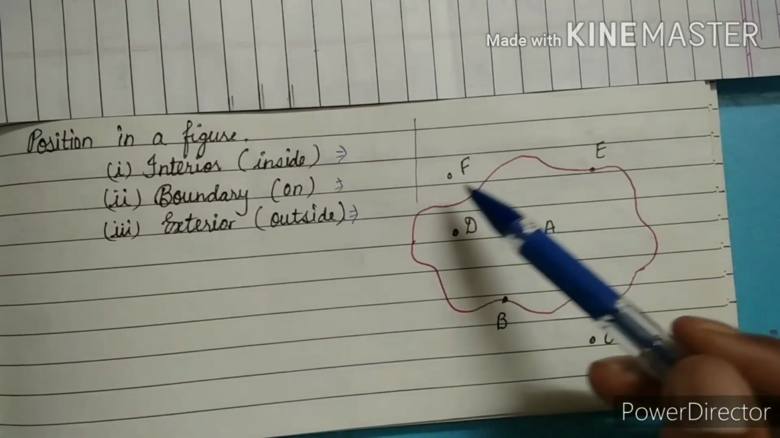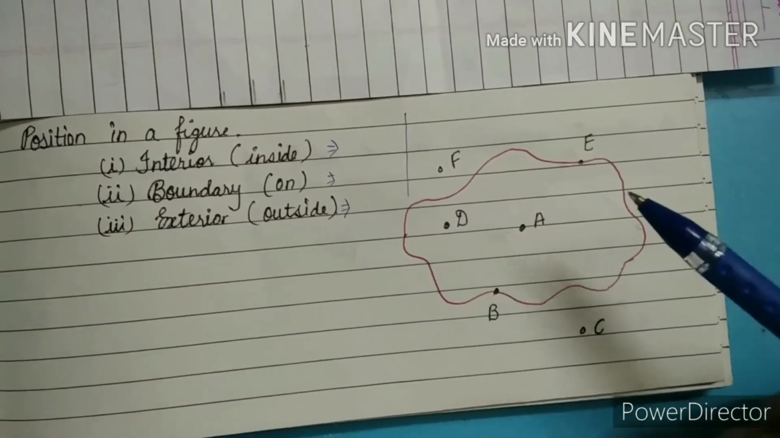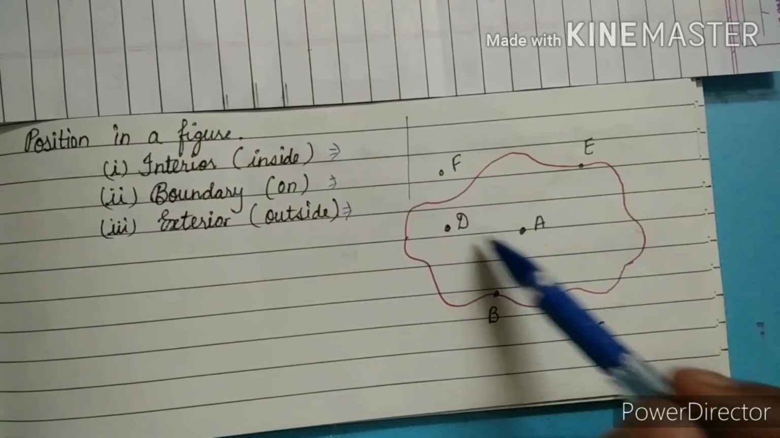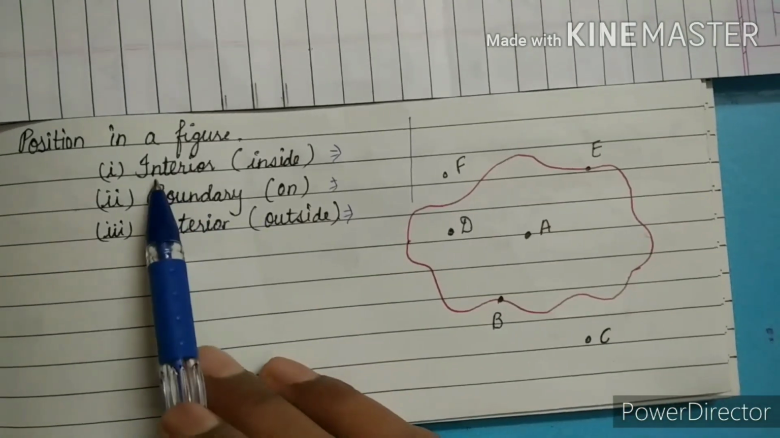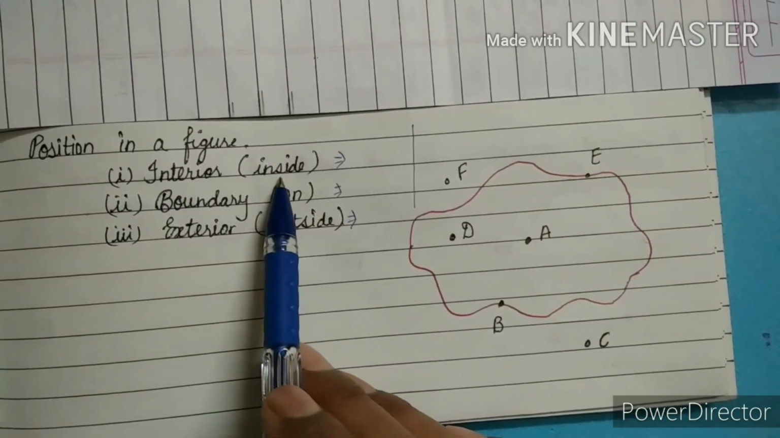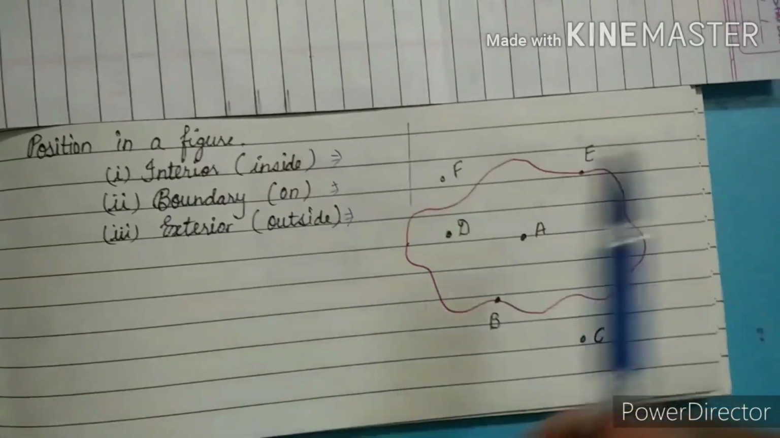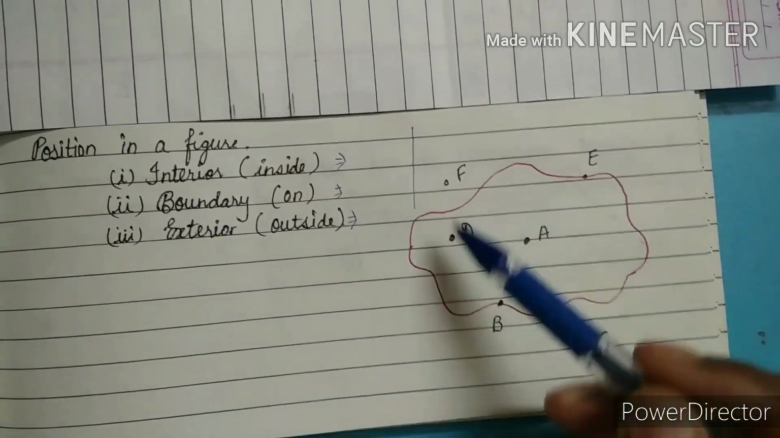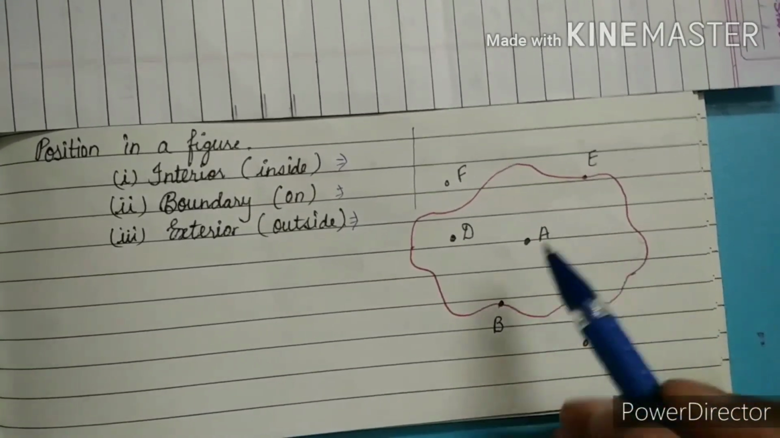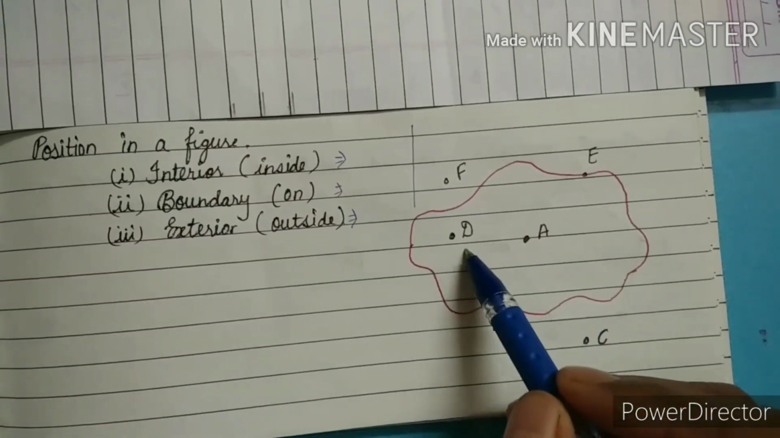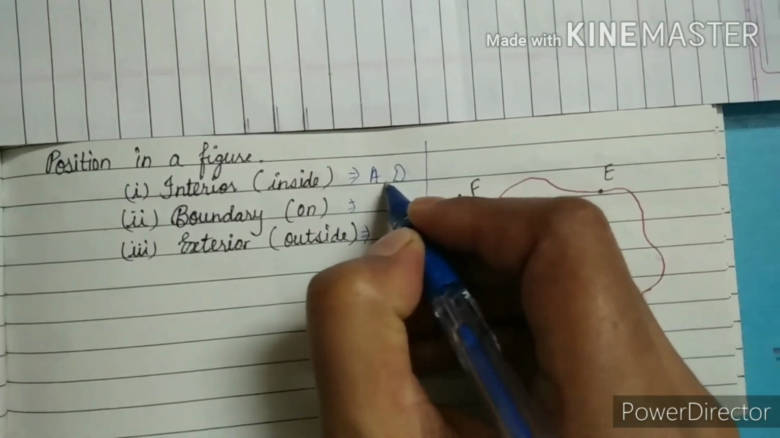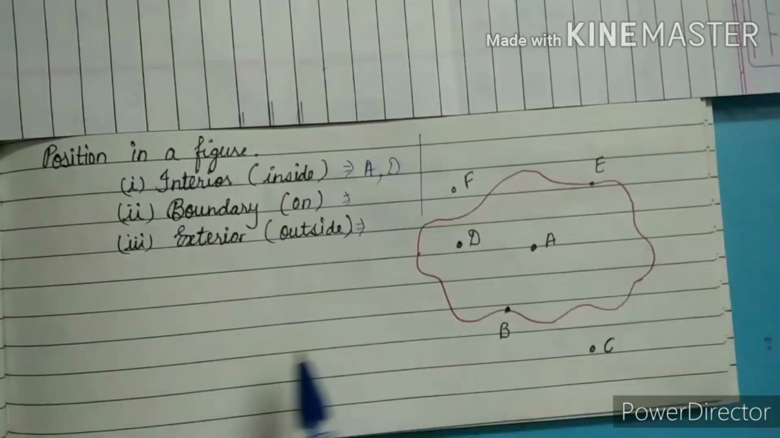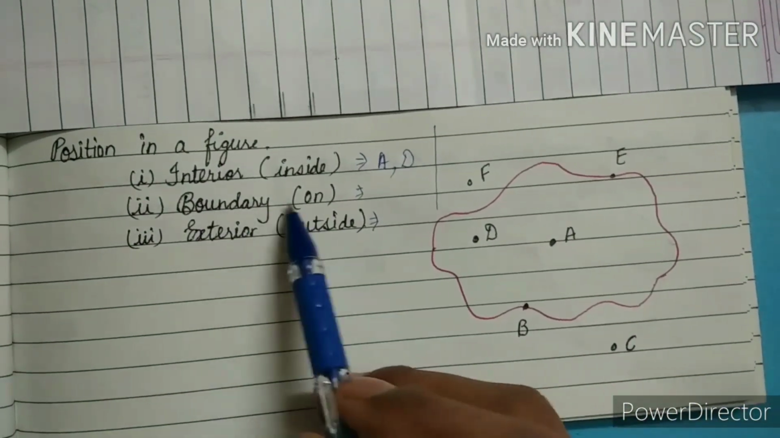So as you can see here, I drew one figure and we have 6 points: 1 2 3 4 5 6. So which points are where? First is interior. For the interior we have to see the inside points. Inside the figure, only 2 points we can see, which are A and D. So A and D are inside the figure.